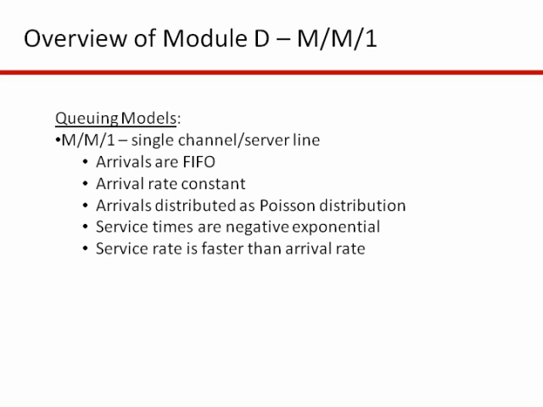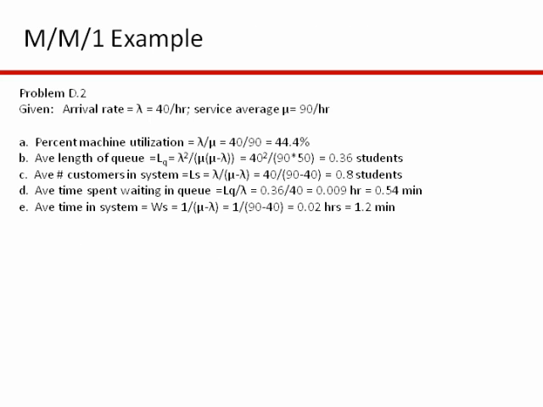And so the other assumption is the service rate is faster than the arrival rate, which means that the line will not continue to grow, all right? And so in the book, there's a whole bunch of equations for how to handle an M/M/1.